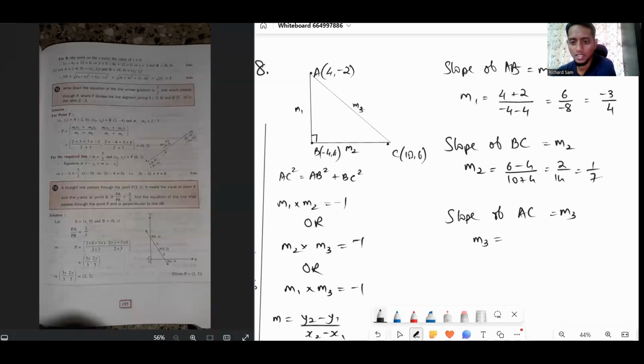M3 is A and C. So 6 plus 2 upon 10 minus 4. You have to do this fast: 6 plus 2 is 8, 10 minus 4 is 6, so that is 4 upon 3. Now out of the m1, m2 and m3, which two, if we multiply, we are getting minus 1?